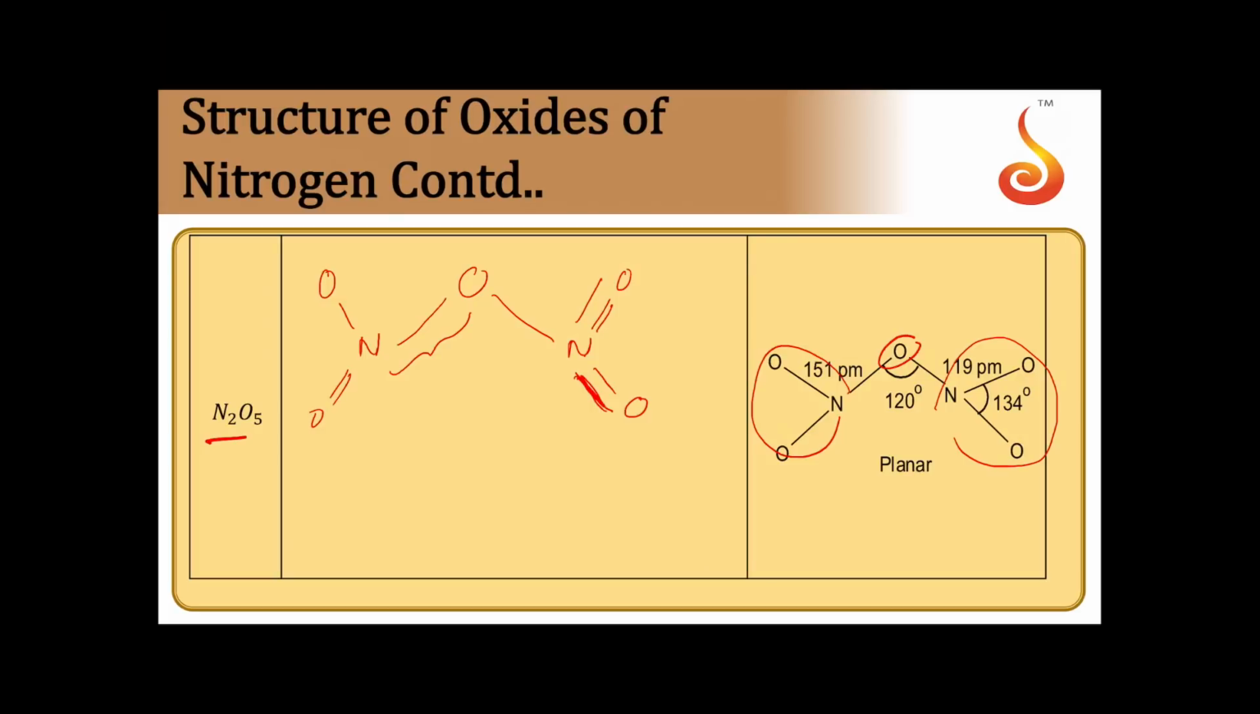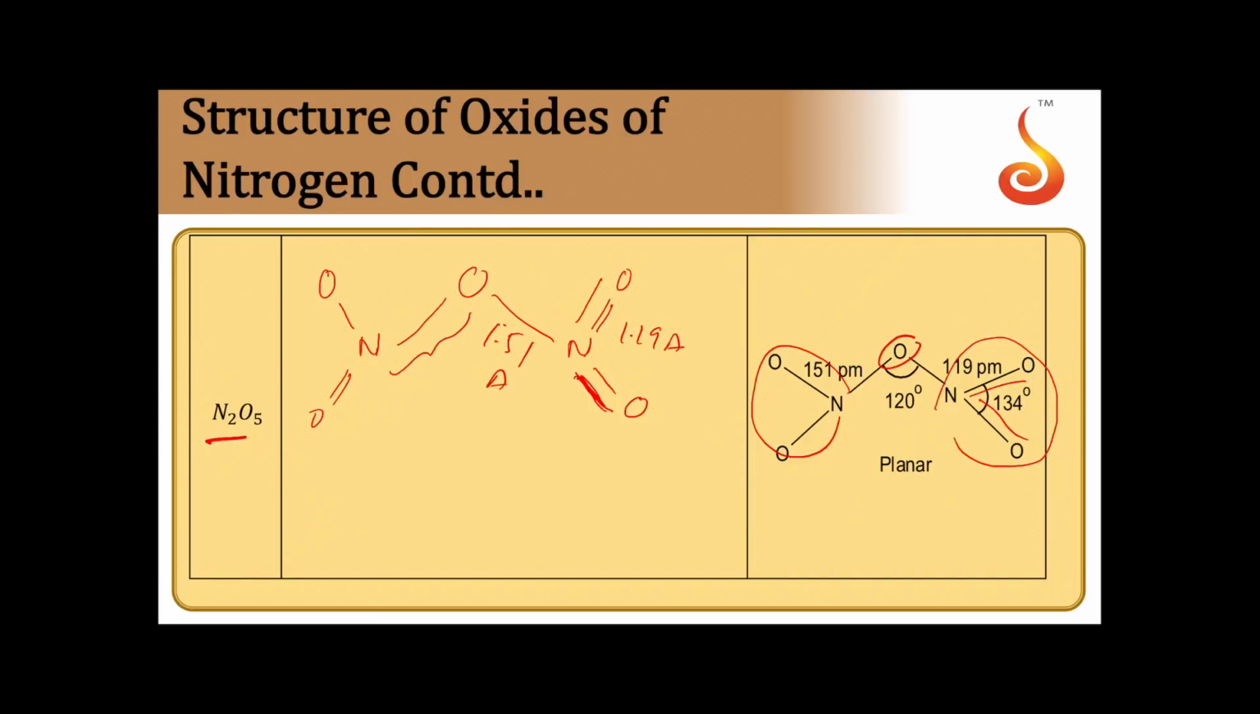The NO bond length is 1.19 angstroms. This bond length is 1.19 angstroms, we have. But this NO bond length is 1.51 angstroms, we have. So the bond lengths are not the same.